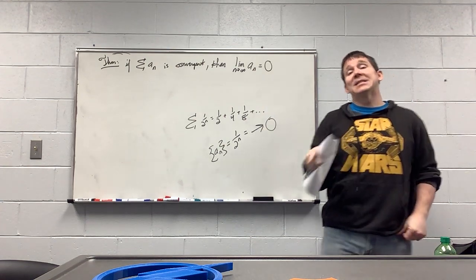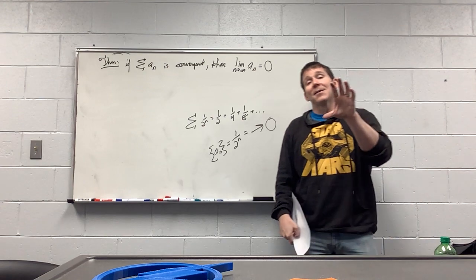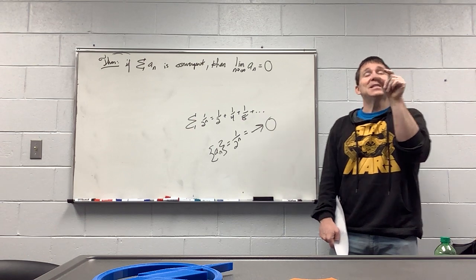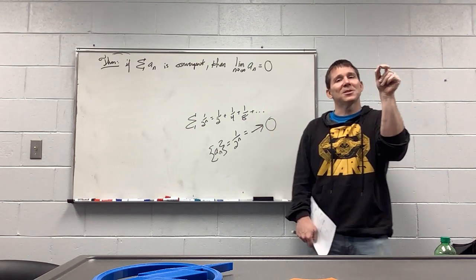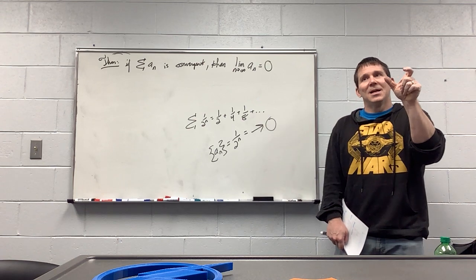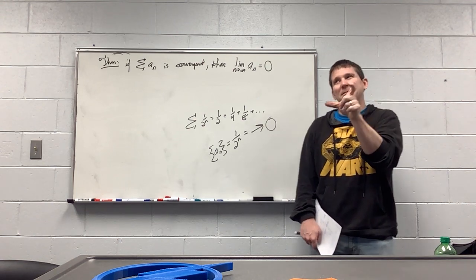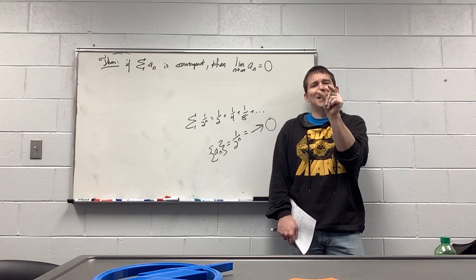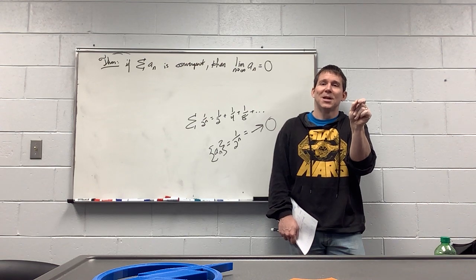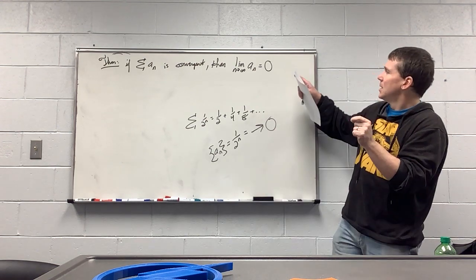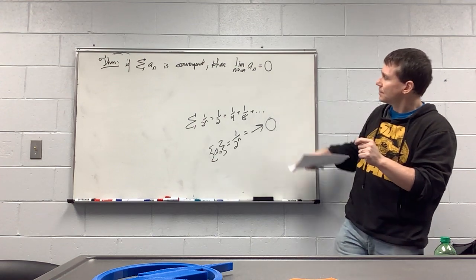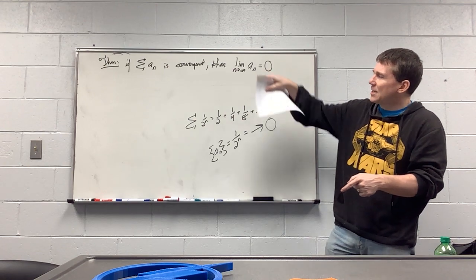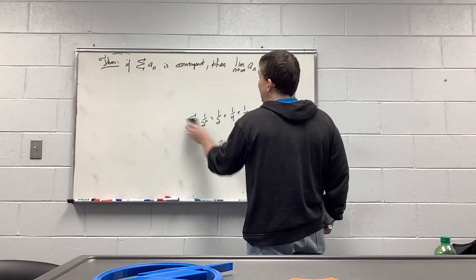Which, if you think about it, makes sense. If I'm going to keep on adding things together, and they're going to approach a number and not shoot off to infinity, then the things I add on have to get smaller and smaller and smaller. Because if they don't, then I'm going to shoot off to infinity, because I'm adding big numbers, for lack of a better way of saying it. I have to keep adding smaller and smaller numbers so that I don't shoot to infinity, which is exactly what this is saying. But again, the limit of the sequence being 0 does not guarantee that the series is convergent.